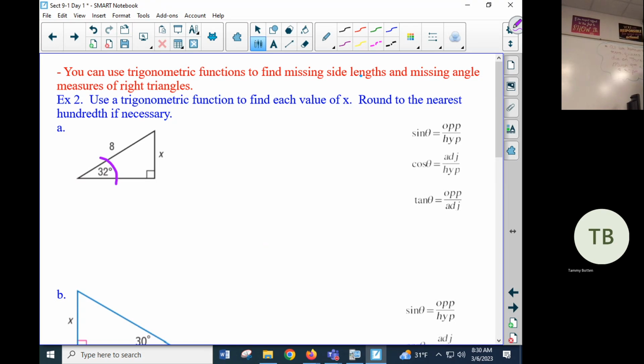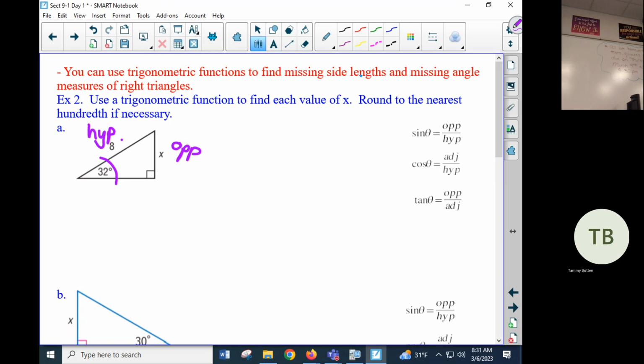So do you guys get across from our angle we're given? What would that be? Opposite. And then across from our right angle is always hypotenuse. So what you would do, I just kind of cut and paste these over here. You're dealing with opposite and hypotenuse. If you want to look at which one of these trig functions uses those 2 sides, it's sine.